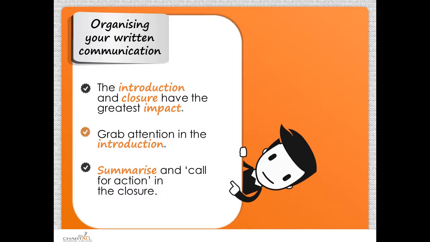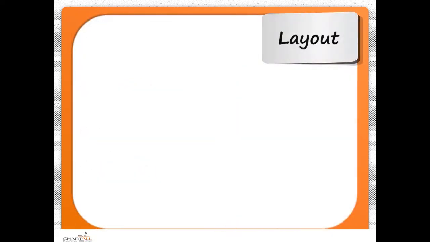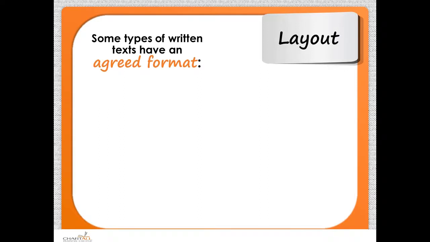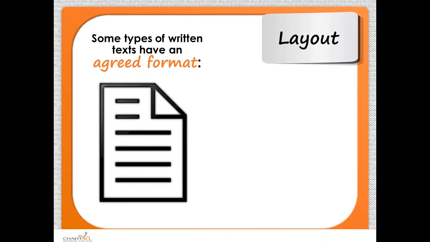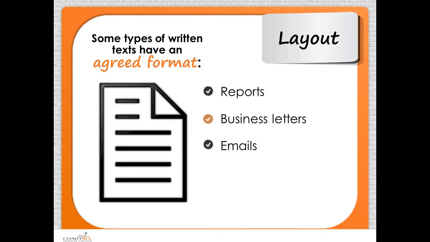Once you've planned the text, done the research, and decided on your style, you must now decide how to lay the text out. Some types of written texts have an agreed format. For example, reports, business letters, emails, marketing brochures, memos, faxes, press releases or articles, agendas, minutes, proposals, and essays. Some texts are more informal, like emails.